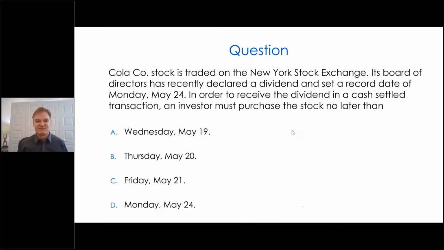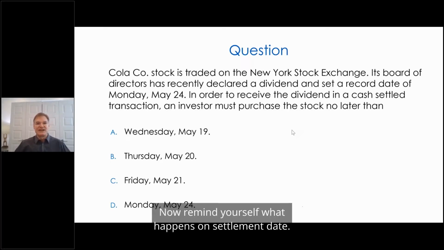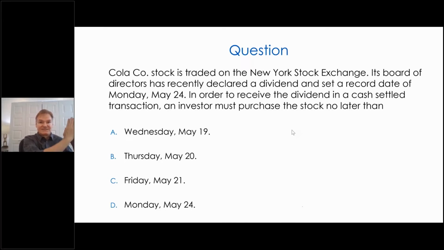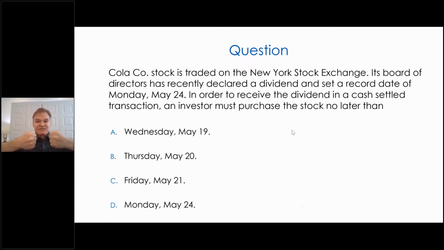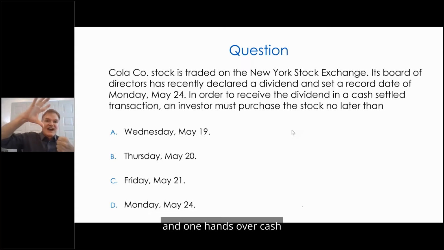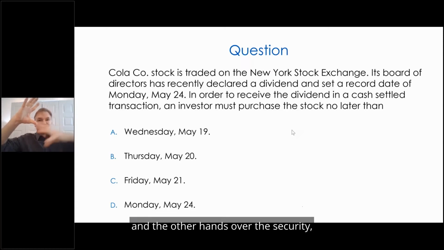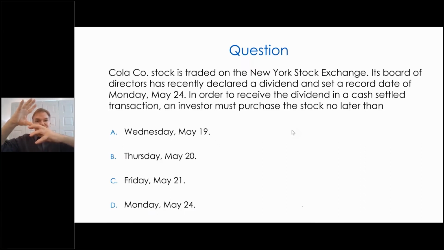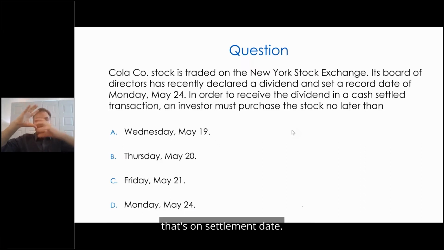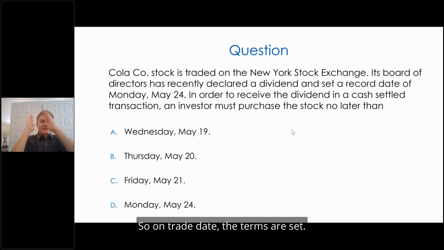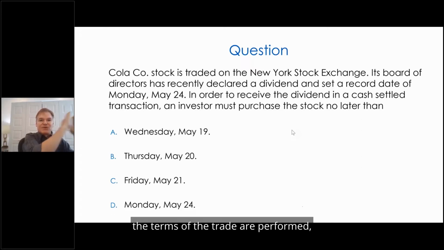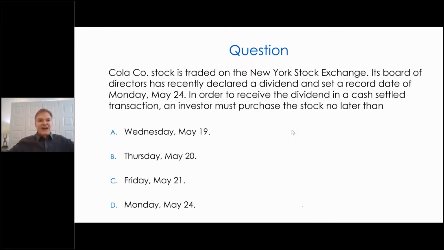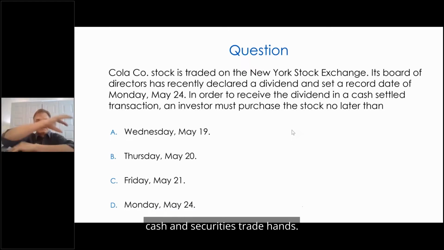That's trade day. Now remind yourself what happens on settlement date. On settlement date, the 2 broker-dealers rendezvous, and one hands over cash and the other hands over the securities. That's on settlement date. So on trade date, the terms are set. On settlement date, the terms of the trade are performed. Cash and securities trade hands.